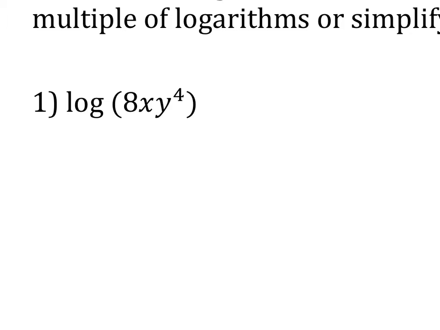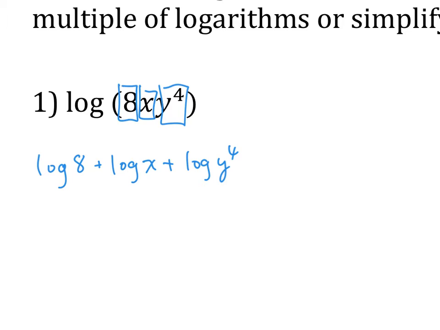So first, you want to look at it and say, how many things are multiplied together? Well, I have this one multiplied by this one multiplied by this one. So I'm going to have 3 logs. First, I'm going to have log 8 because that's the first thing that was multiplied. And then when we say multiply, we mean add with logs. So add log x, add log y to the fourth. All right, let's see if we can simplify some more. Well, one of the rules says if I have an exponent, it can actually come to the front as a coefficient, so I can do that.